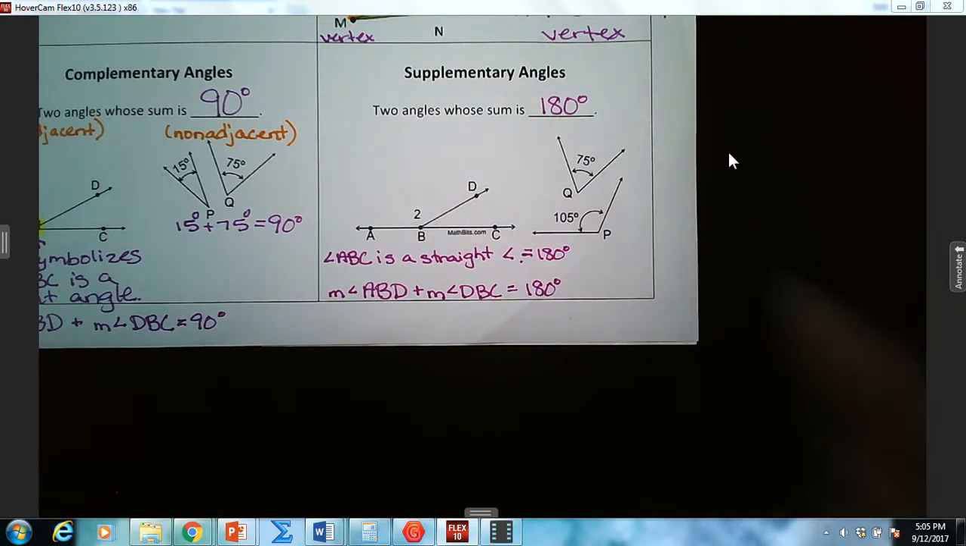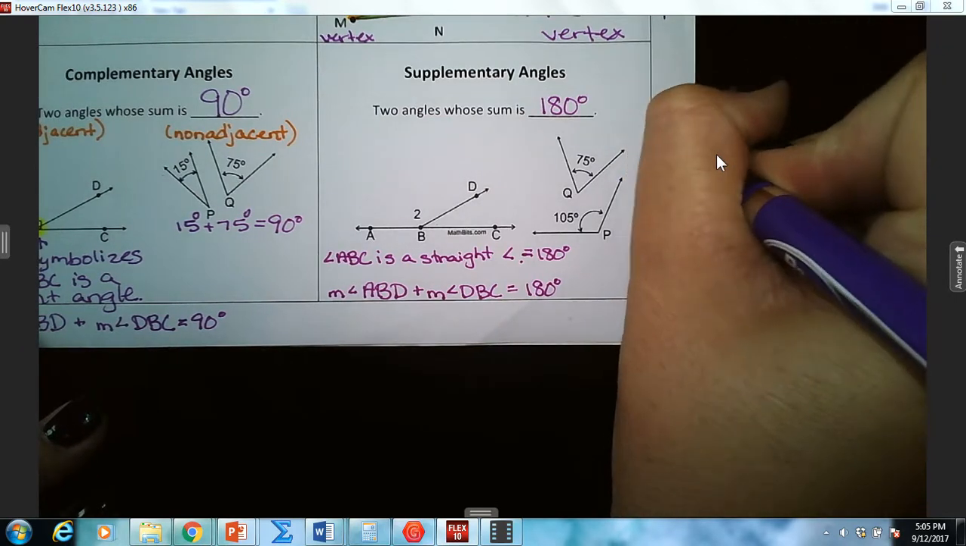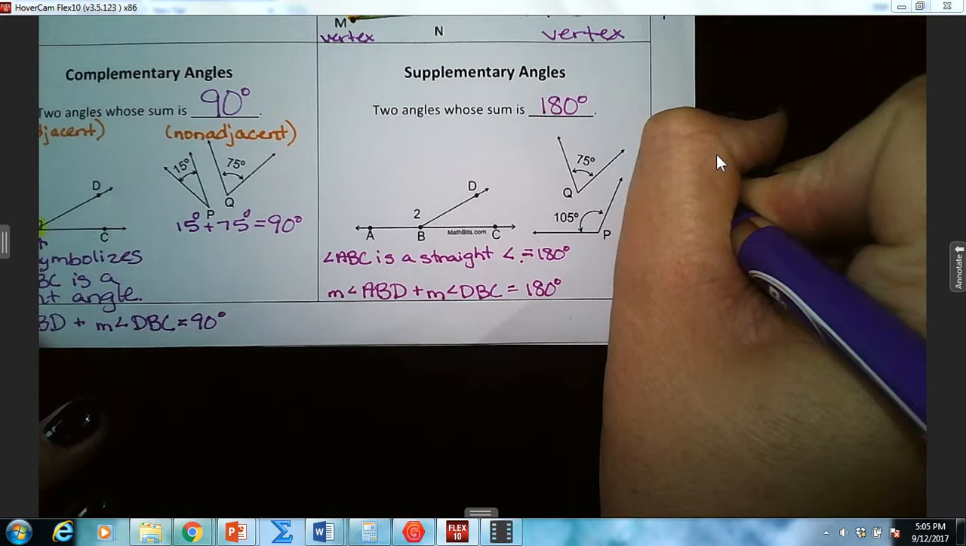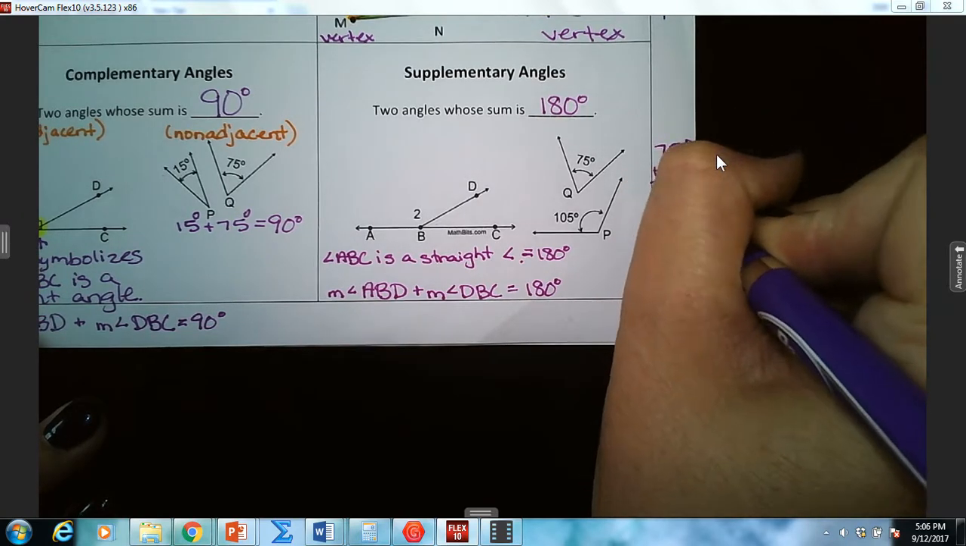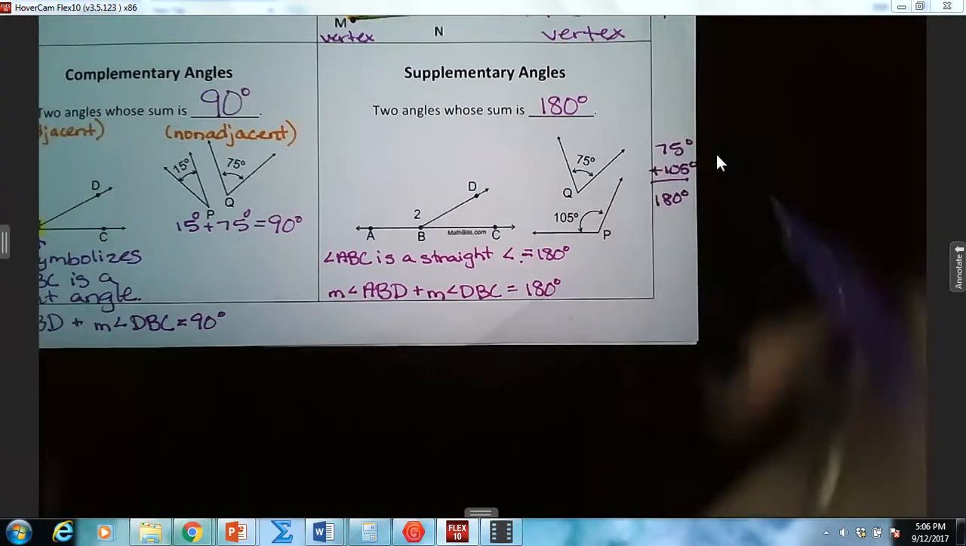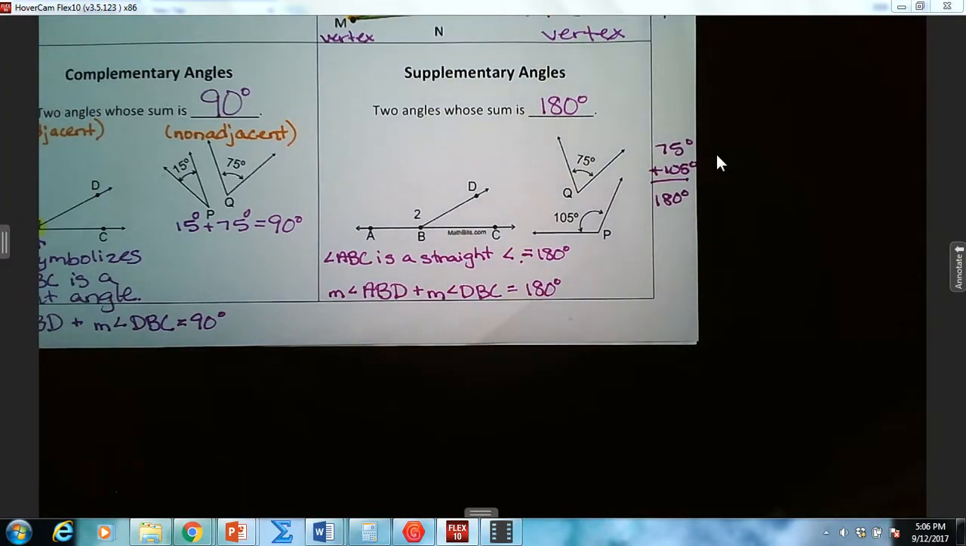Our second example is much more simple. We've got two separate angles. They've already been measured with a protractor for exact measurement, and we can just do the math. 75 degrees plus 105 degrees makes 180 degrees. So these two are supplementary angles. Read that note again. Supplementary angles: two angles whose sum is 180 degrees.